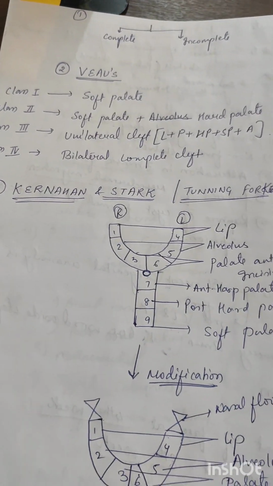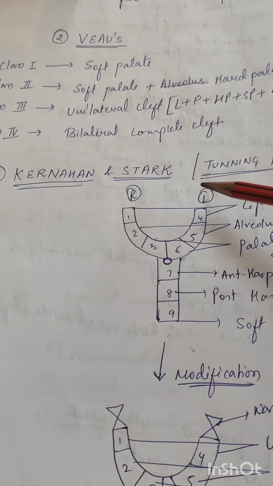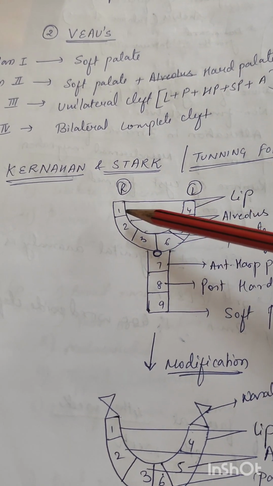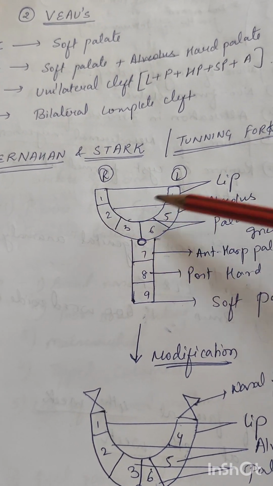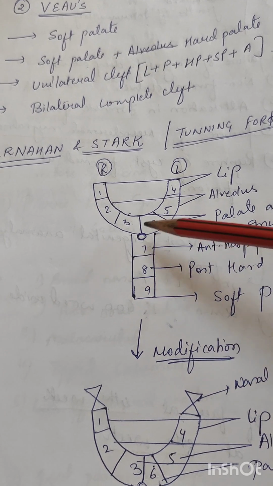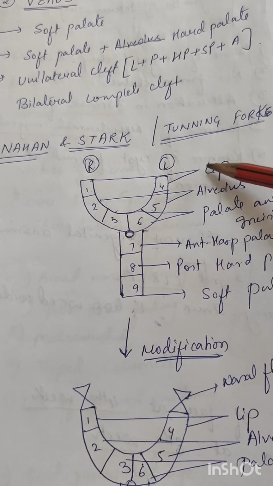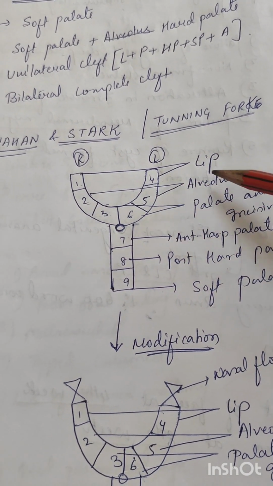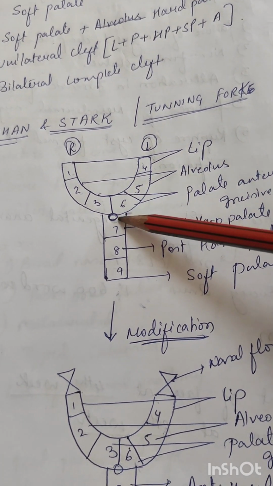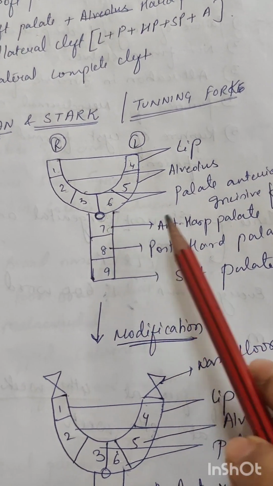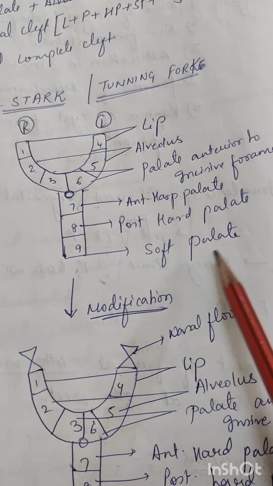Now the Kernahan-Stark classification, also known as the tuning fork classification, right and left side. They have made it into 9 segments, numbered 1, 2, 3, 4, 5, 6, 7, 8, 9. This part is the incisive foramen. The 1 and the 4 represent the lip. The 2 and the 5 represent the alveolus. The 3 and the 6 represent the palate which is anterior to the incisive foramen. The 7 is the anterior hard palate. The 8th is the posterior hard palate, and 9th is the soft palate.